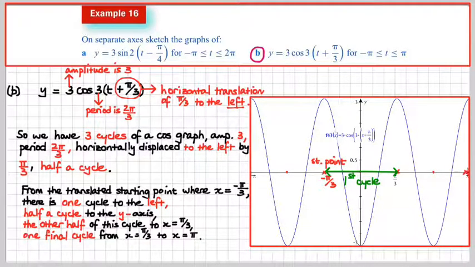That's the first cycle, which gets half of a cycle to the y-axis and another half a cycle to the point where x is pi on 3. That's the second cycle. That's a full cycle up to the point where x is pi. And the third cycle goes backwards from minus pi on 3 back to minus pi. And it does have an amplitude of 3. That point there is y equals 3, and it starts there. Everything's good.